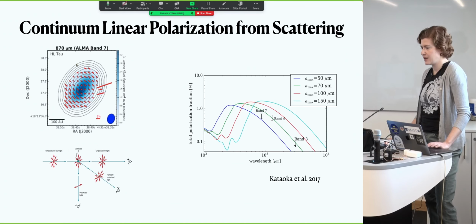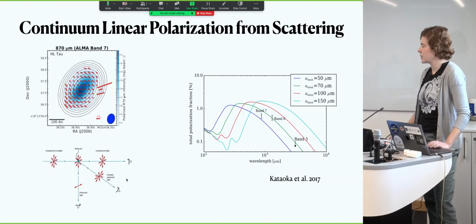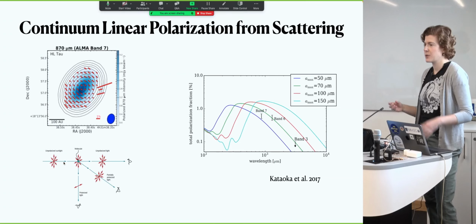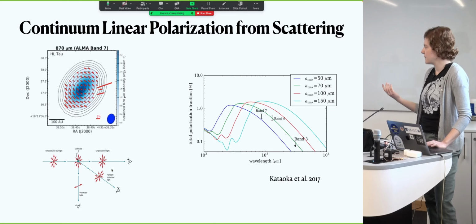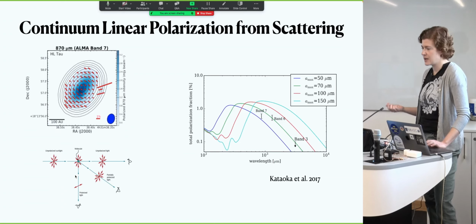I'm going to start by talking about these observations at 870 microns that show this morphology with the direction of polarization along the minor axis. We think that this is most likely the result of scattering. In this case, I'm talking about the scattering of thermal emission from dust grains by other dust grains. This diagram shows how, as long as the scattering angle is non-zero, you're going to observe light that's at least partially polarized, and the polarization fraction is highest when the scattering angle is 90 degrees.